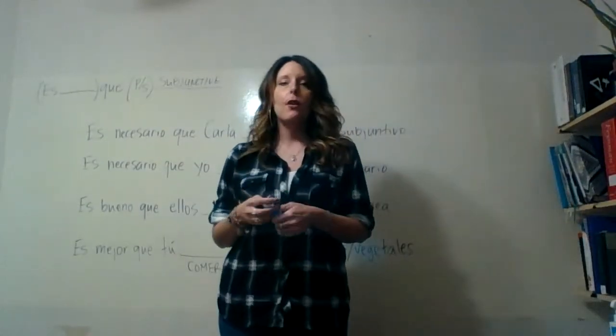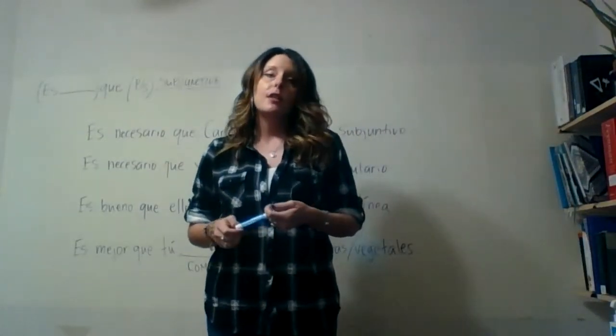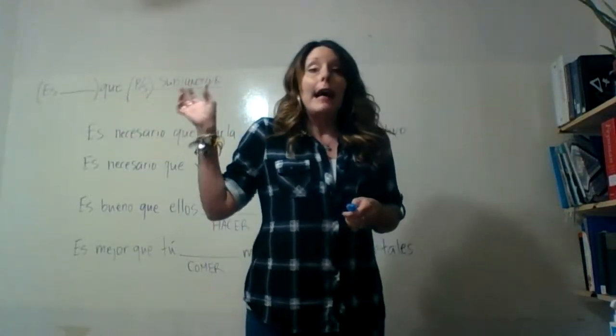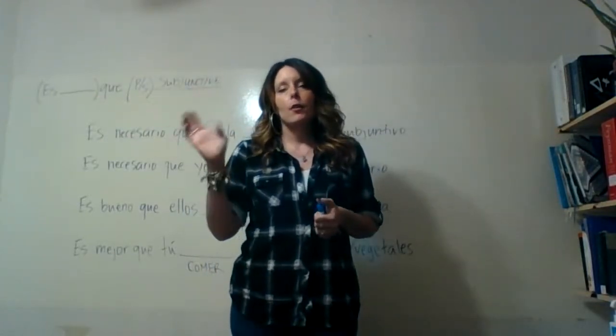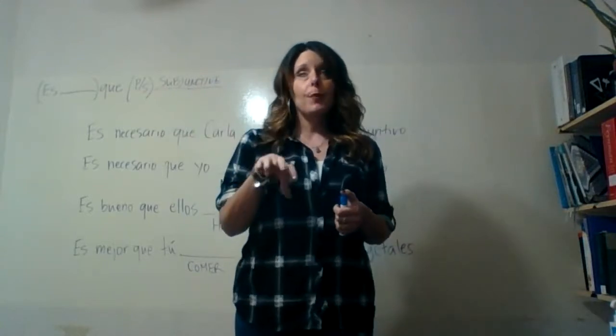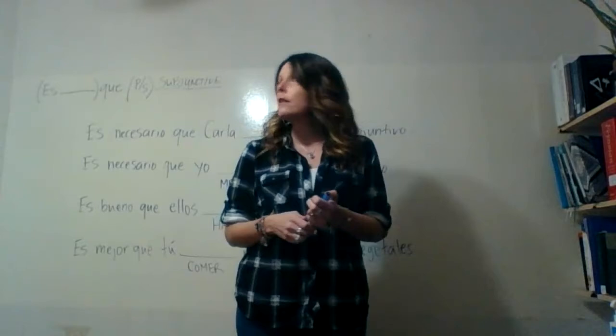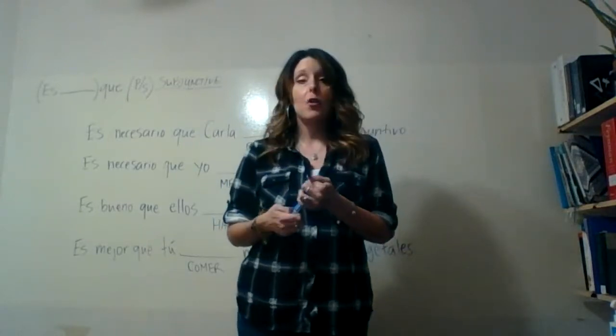Okay, so different kind of sentence in the subjunctive. In the first set of sentences, we saw a person or subject number one, and then a verb in the present tense, and then the word que, and then person or subject number two, and then a verb in the subjunctive. Now with this new kind of sentence, we have a structure that's a little bit different.